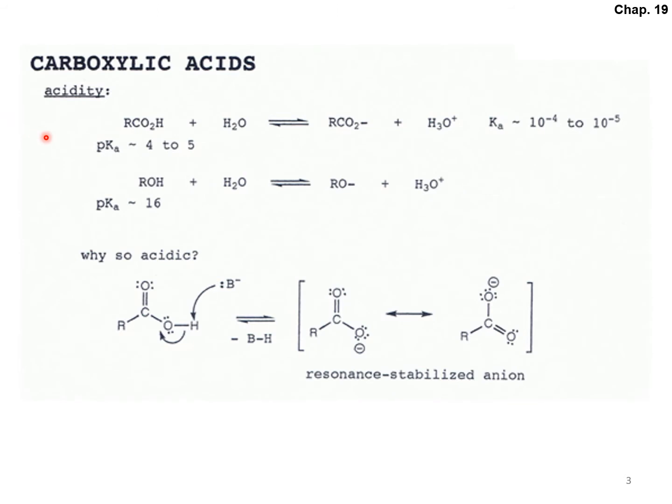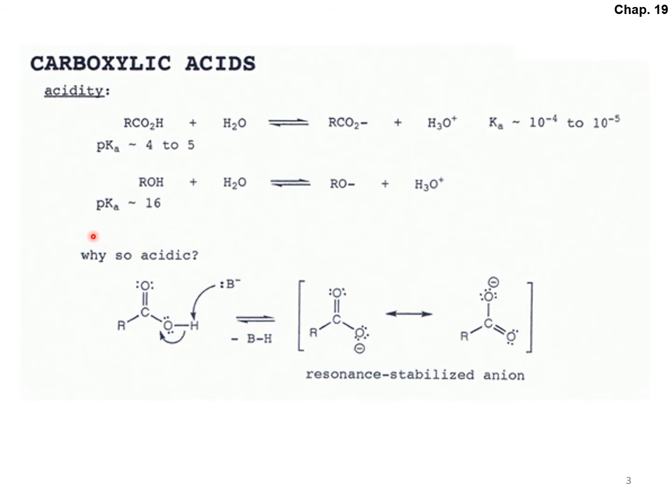The OH bond of carboxylic acids is much more acidic, much more labile, much more easily dissociated than the OH bond in molecules like alcohols or water, as demonstrated by the big difference in pKa. So why is it so acidic? Why are carboxylic acids so acidic?